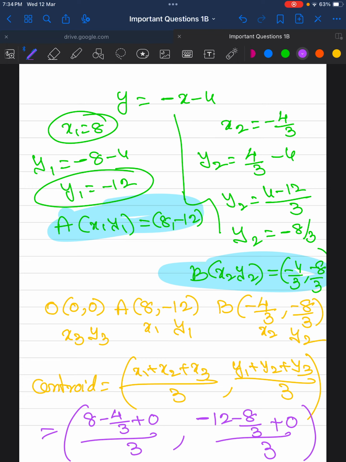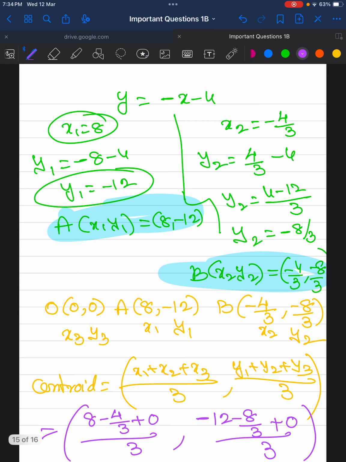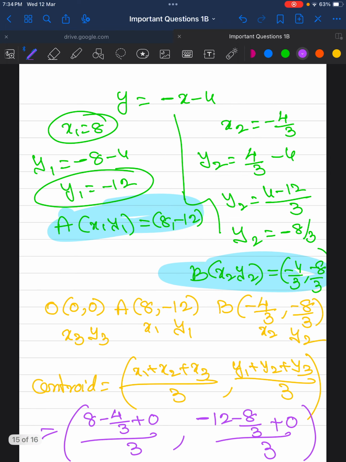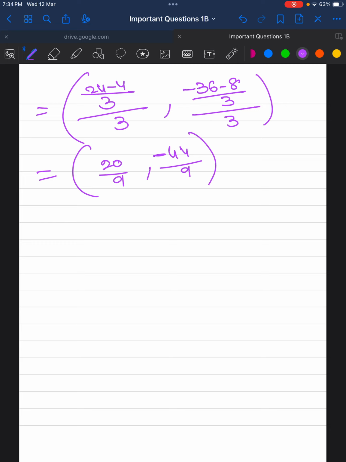Is it clear? So this will become 3 LCM. 8 3s are 24 minus 4 by 3, by 3. Here 12 3s are 36, minus 36 minus 8 by 3, by 3. 20 by 9, minus 44 by 9. This is the centroid of the triangle. What is the answer for this? Centroid of the triangle we got as 20 by 9, minus 44 by 9. This is one answer we got, the centroid of triangle OAB. You need to remember this.